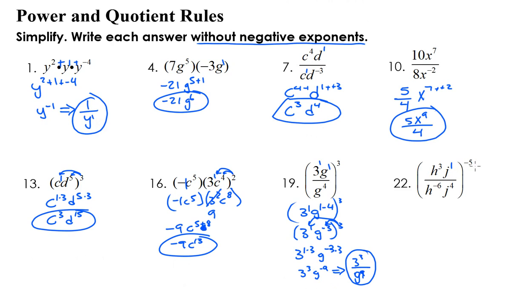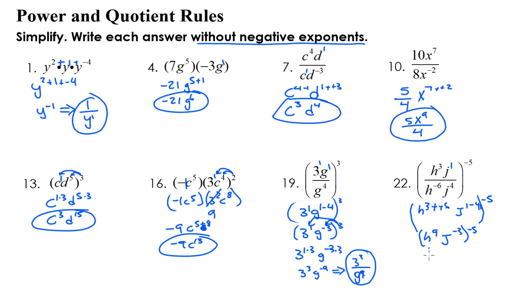All right, and then 22. Again, I'm going to simplify inside first and then distribute my -5 through to everything after the fact. So this is in parentheses. We have h to the 3 minus -6, and then j to the 1 minus 4. That's a 4 there, and it's all to the -5th power. So the double negative means positive, so that's h to the 9th, and then j 1 minus 4 is -3, and that whole thing is to the -5th.